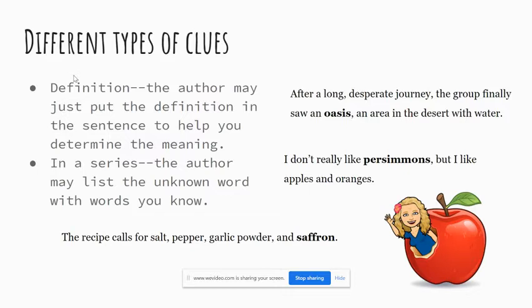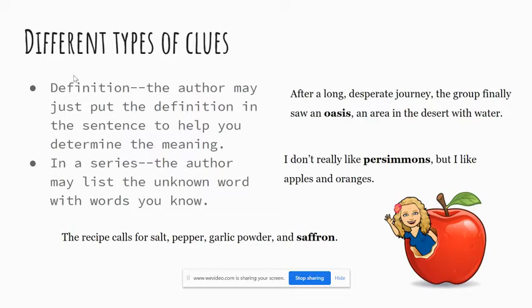water. So if I take that sentence as a whole, and I'm looking at the word oasis, maybe I'm not sure what an oasis is. The author has used that comma to tell me that he's going to explain. Okay, so we can use a comma and words like "which is" in this case. So after a long, desperate journey, the group finally saw an oasis, which is an area in the desert with water. So I could even substitute that comma for "which is," those two words, and it would tell me the definition of an oasis is an area in the desert with water. And it makes sense as a whole.